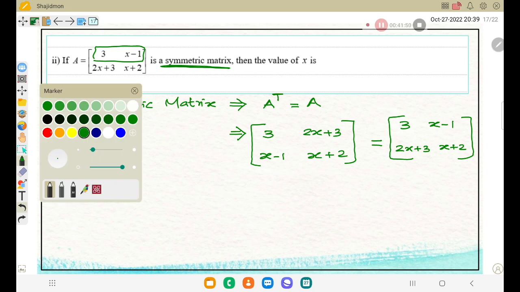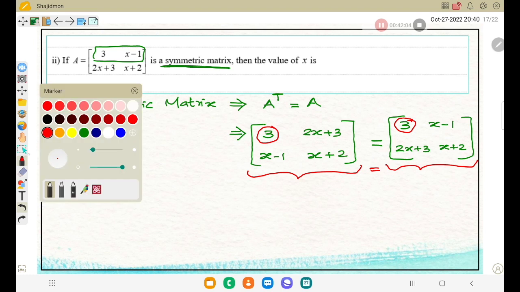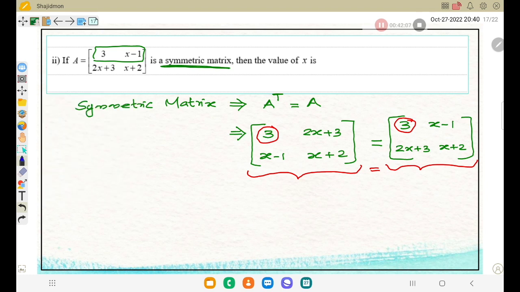Okay, A transpose equal to A matrix. Now from this find x value. That means what is the condition here? This matrix equal to this matrix. When we are telling two matrices are equal, first number should be same as the first number. So 3 equal to 3, that is correct. Now second number should be same as the second number. Second number here, 2x plus 3, should be equal to the second number here, x minus 1. From this you can find x value.